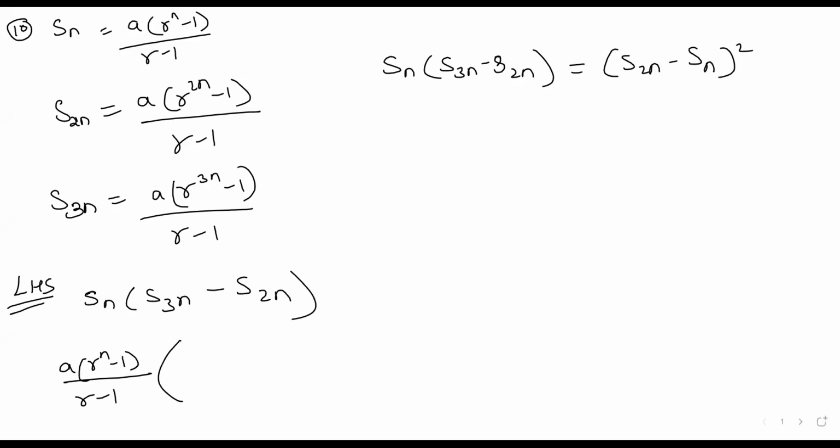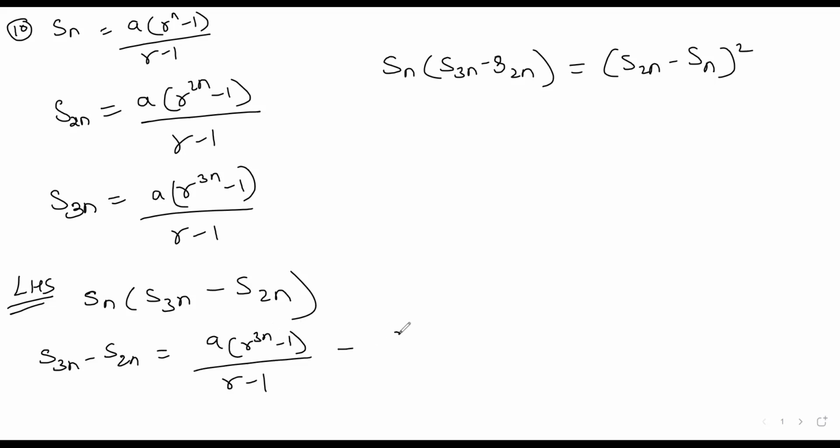S3n, if we solve one by one, that will be better. So first we will find S3n minus S2n. So S3n minus S2n, that is A r raised to 3n minus 1 upon r minus 1 minus A r raised to 2n minus 1 upon r minus 1. We can take A upon r minus 1 common. A, r raised to 3n minus 1 minus r raised to 2n.